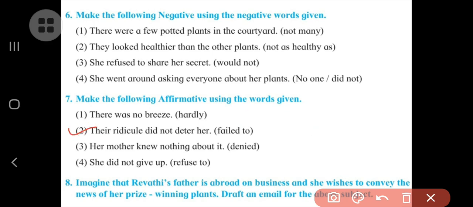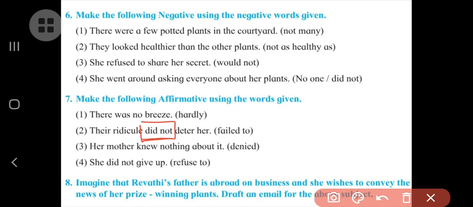In a similar fashion, you have to attempt the questions based on the same activity of converting negative sentences into affirmative. Okay, so here the second sentence is given. What is the second sentence here?